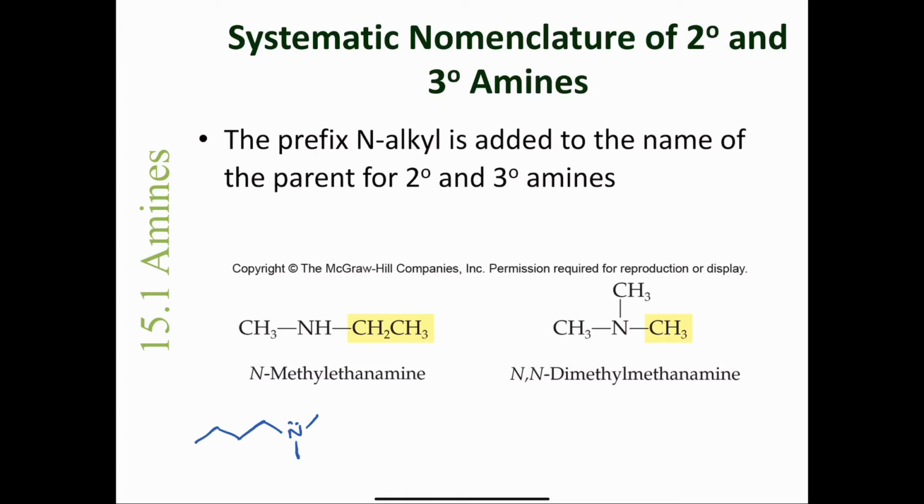So let's say you had this tertiary amine down here. You can see that the longest carbon chain has 4 carbons in it. So 1, 2, 3, 4. So the parent is butanamine, and I have 2 methyl groups on the end here. So this compound would be N,N-dimethylbutanamine.